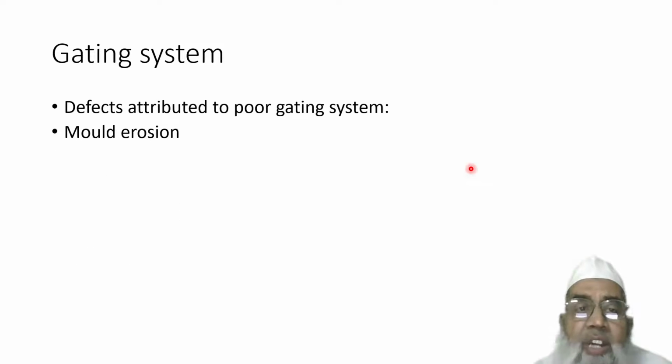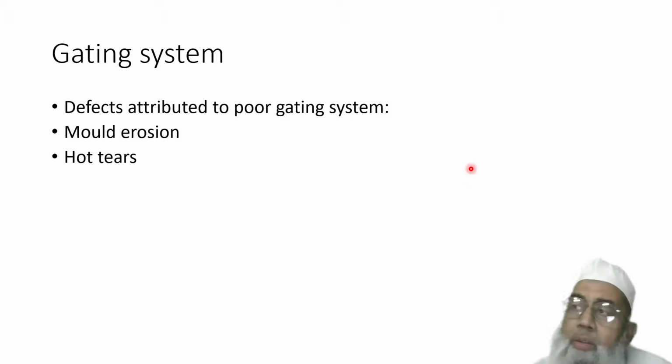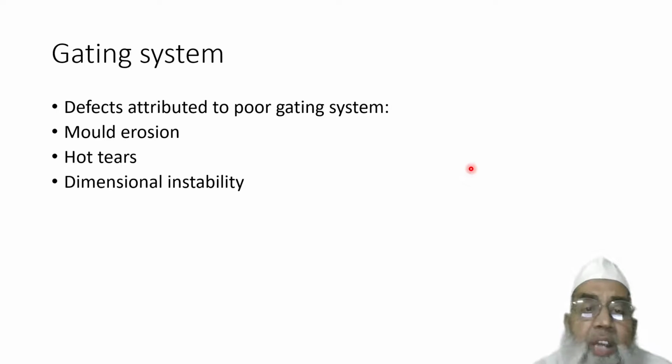This gating system may cause erosion if the flow of the metal is not properly controlled, and may cause hot tears and dimensional instability.